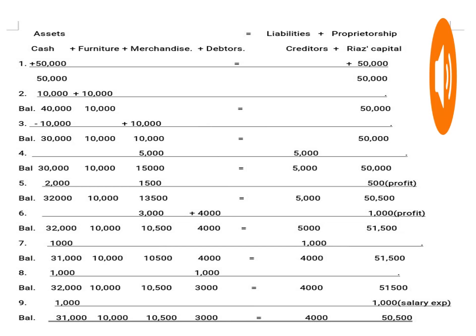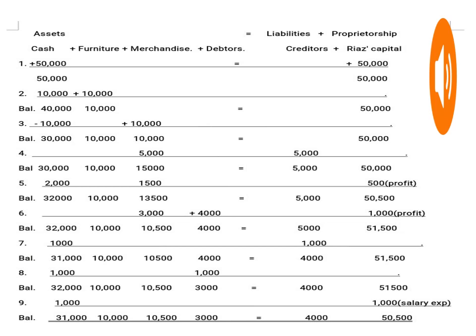Transaction number 6. Sold merchandise on credit to Rashid for rupees 4,000, which cost rupees 3,000. This transaction is also similar to transaction number 5, but the difference is that transaction number 5 was a cash transaction and this transaction is a credit transaction. In this transaction, accounts receivable, or debtors, increased, merchandise decreased by rupees 3,000, and 1,000 is added as profit in the capital account.